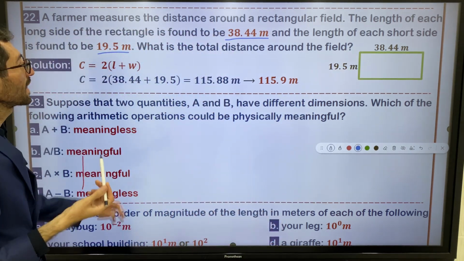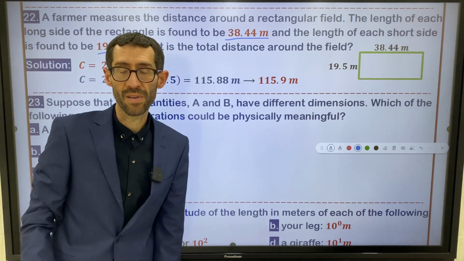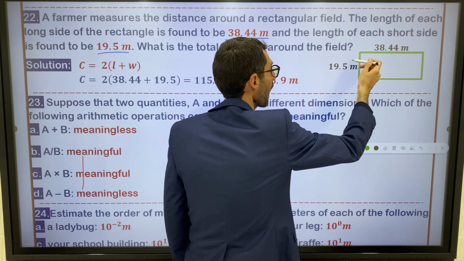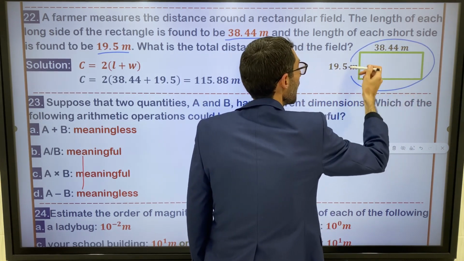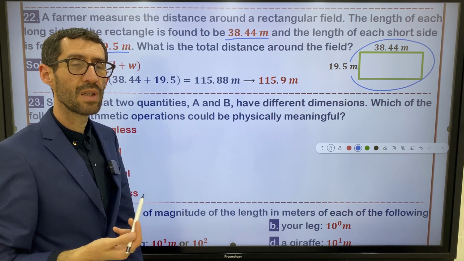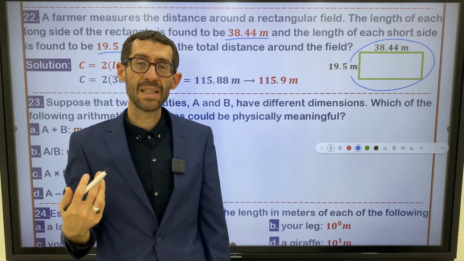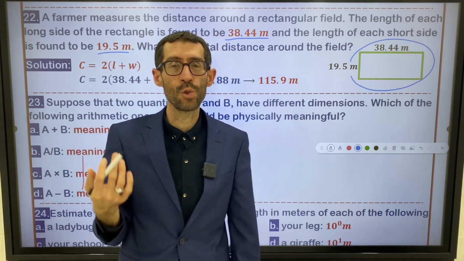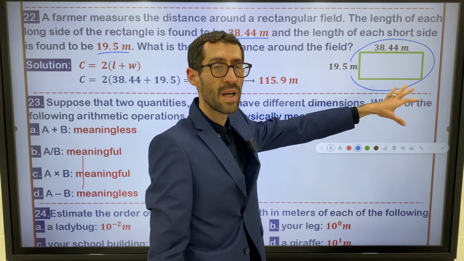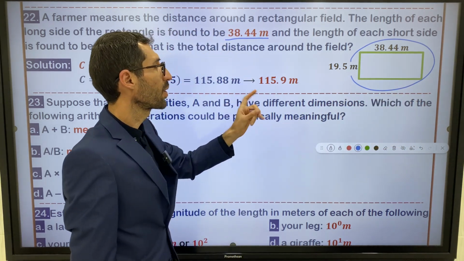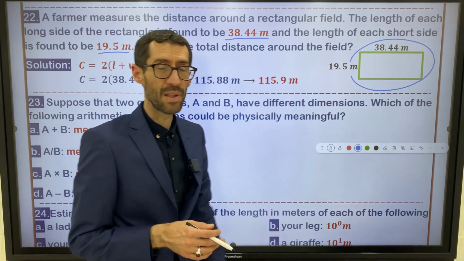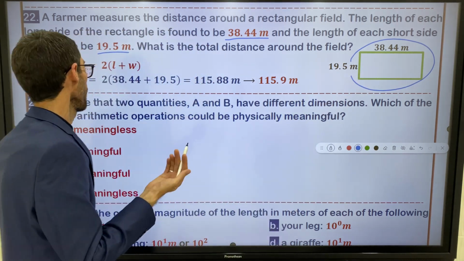So what's unknown? It says, what's the total distance around the field? So we look for the total distance around the field. We have to find the circumference of the rectangle. So what's the circumference? If you don't know what the circumference rule is, just add the 4 sides together, and this is the circumference. Or you can write 2 multiplied by L plus W, meaning length plus width.